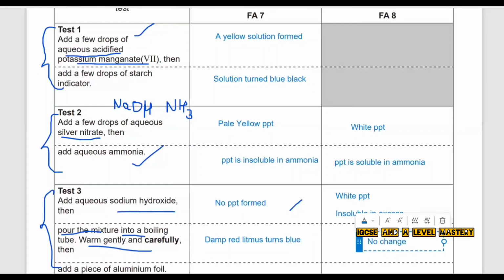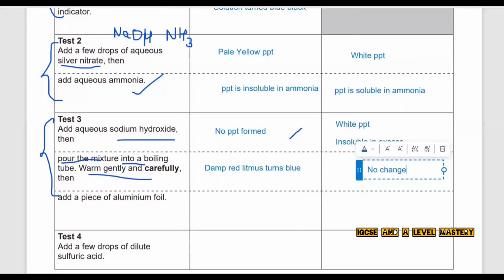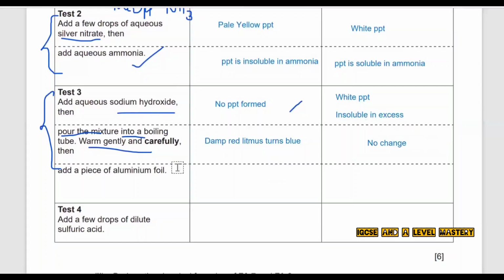Because I was not able to observe that the color turns blue, I'll write no change observed. Now we are adding a piece of aluminum. Remember, aluminum foil is a metal, right? So over here, we are adding a metal.